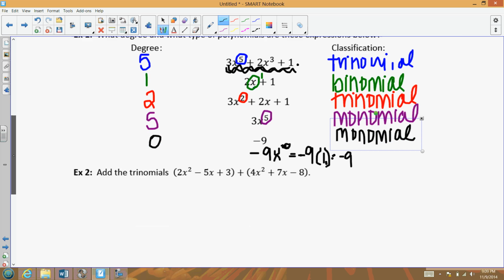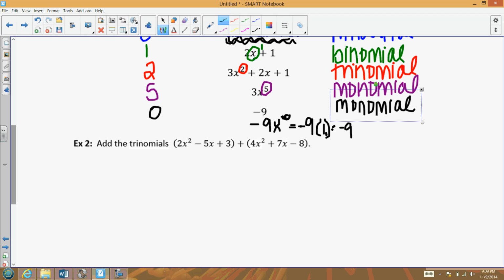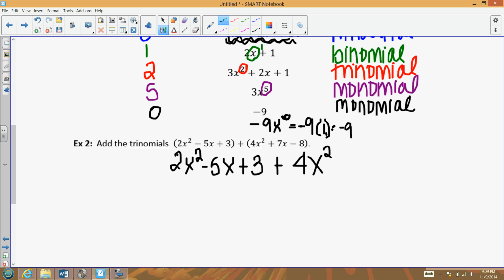So then let's look at some examples of how we actually add or subtract polynomials. So for this one, I'm going to add these 2 trinomials together. So first thing you want to do is if you have anything outside of parentheses, you want to make sure that you distribute that through. I do not have anything outside of parentheses, so I can go ahead and just drop those parentheses since there's nothing out in front. So I'm just going to rewrite this, dropping the parentheses.